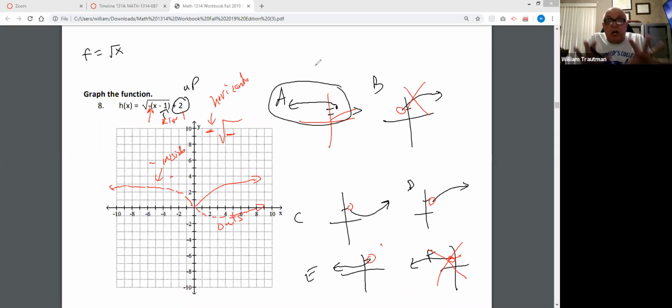And don't get caught up on, oh, it has to look like this. There'll probably be a square root graph somewhere, but the shifts will be a little bit different.